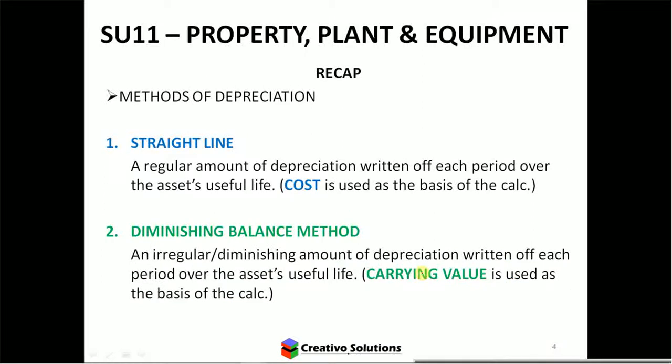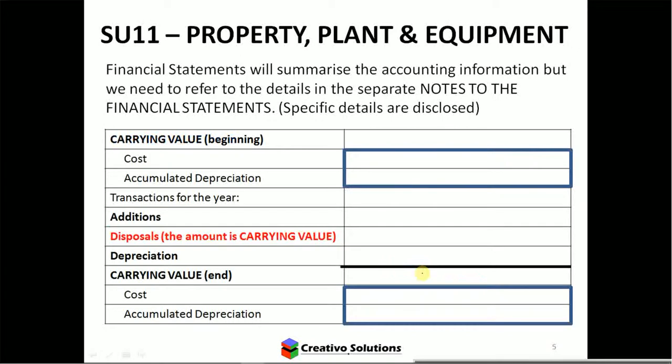Okay. Right, we spoke about the two different methods. Straight line and diminishing balance. Did I give you any homework from last week? Can't remember now. Okay. Alright, so this was disclosure that relates to what?